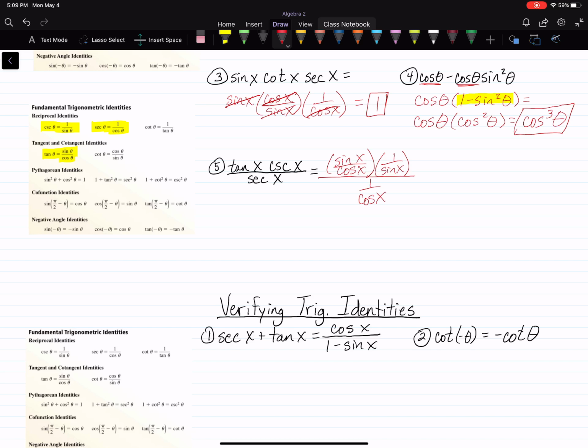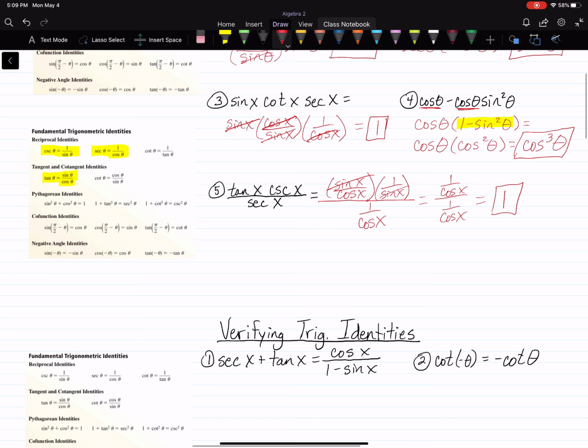Now notice, in the identities, our variable is theta, and in the problem, it's x. Understand, that doesn't matter. They're just variables. You can let the variable be whatever you want it to be. Let's simplify this. On top, the sines cancel. So we're left with 1 over cosine x divided by 1 over cosine x, and when you divide something by itself, you get 1. So that's 5 examples of how to simplify trig expressions.